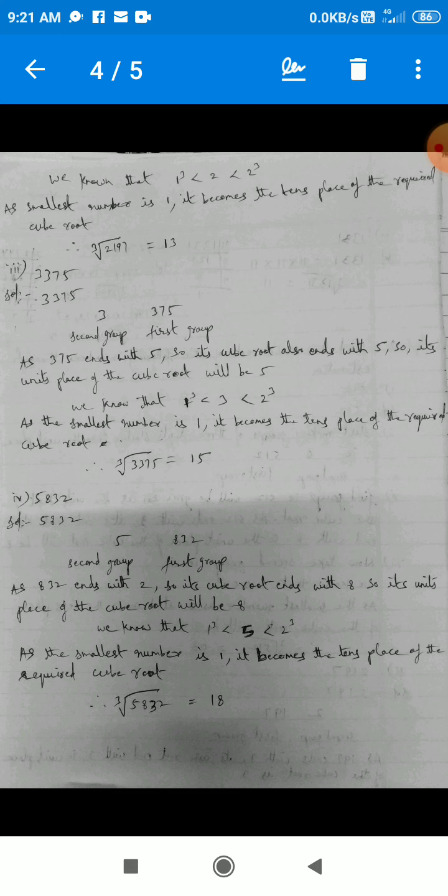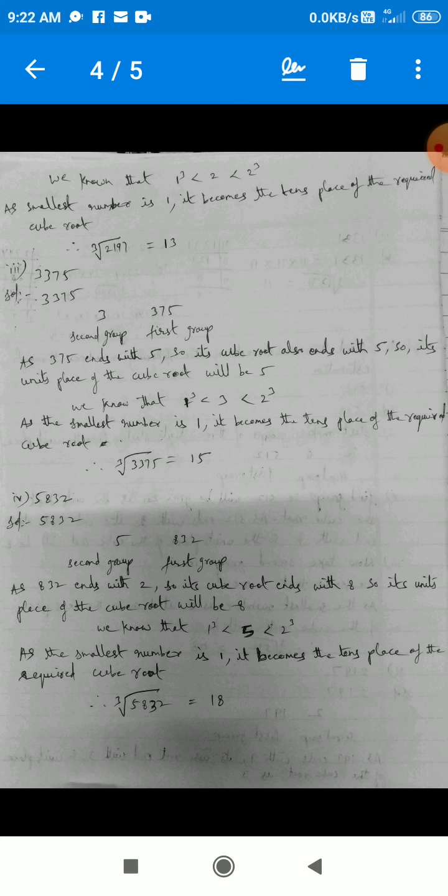Third problem, 3375. Solution. Make the two groups, 375 first group, 3 second group. As 375 ends with 5, its cube root also ends with 5. So the units place of the cube root will be 5. We know that 1 cube is less than 3, and 3 is less than 2 cube. As the smallest number is 1, it becomes the tens place of the required cube root. Therefore, cube root of 3375 is equal to 15.